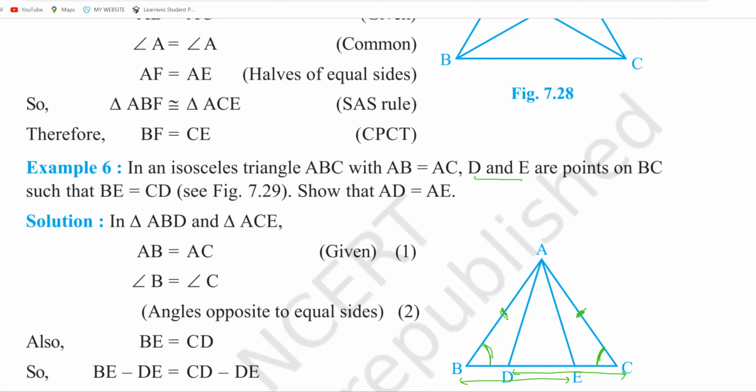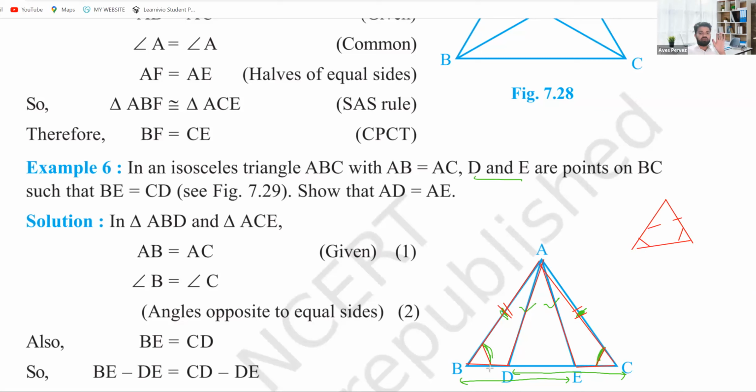Yeah, I'm checking. So what do you think, how will you prove this? Show that AD is equal to AE, means this side is equal to this side. How will you show? Which two triangles do you need to prove congruent? If you prove these two triangles congruent, then this side of this triangle is equal to this side, and this angle is equal to this angle. Why? Because it is an isosceles triangle. If this side is equal to this side, their angles will also be equal. So angle B is equal to angle C.